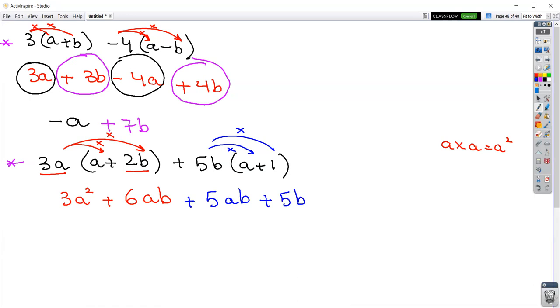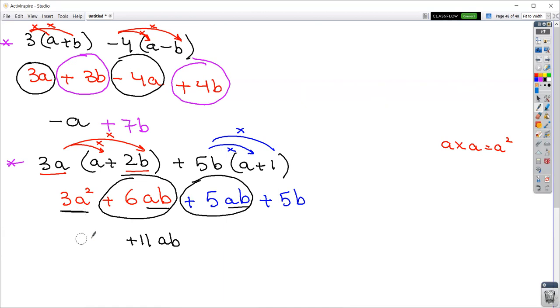Now here we're going to do the collecting like terms. We see that we can only add or take away those terms which look exactly the same. So this has got ab and this has got ab, so we can do the collecting like terms of these two terms. So this is plus 6ab and this is plus 5ab. When you add them together, you would have plus 11ab. We don't have any term written with a square, so that would stay the same, which is 3a square. We don't have any term written with b only, so that would be 5b.